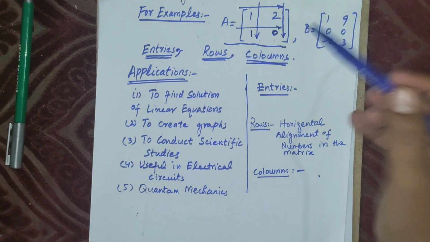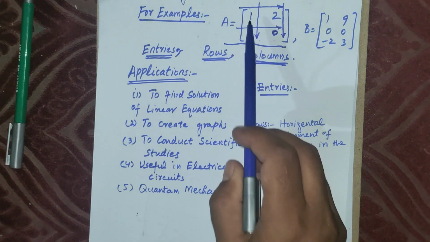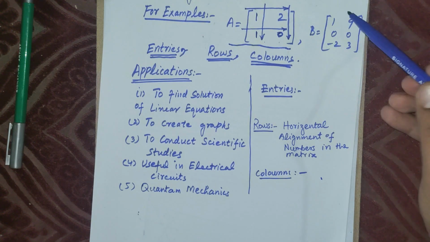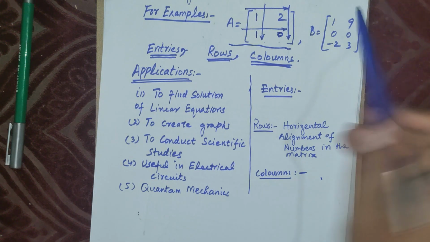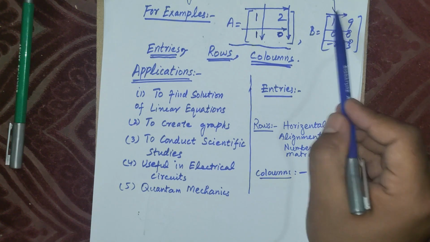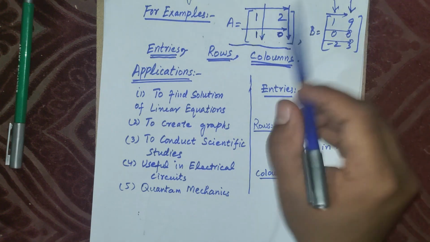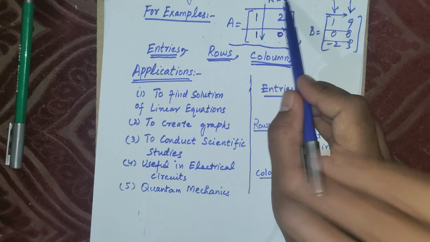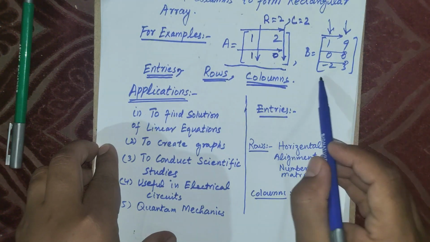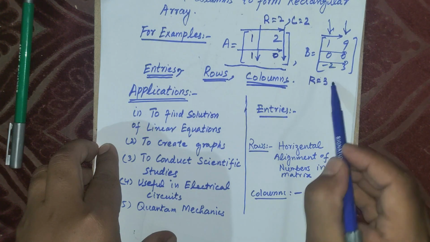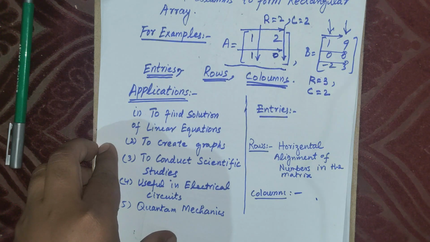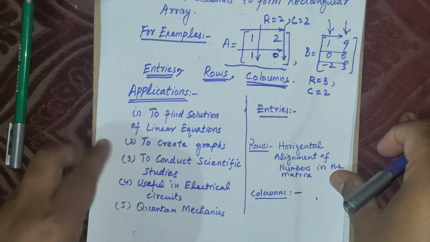In case of matrix A, this matrix consists of two rows and two columns. In case of B, the matrix consists of three rows and two columns. So here R is equal to 2 and C is equal to 2. In this case, R is equal to 3 and C is equal to 2. R is the number of rows and C is the number of columns.